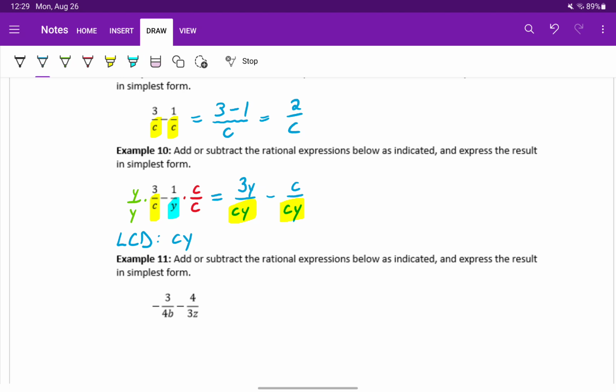Now we have common denominators, meaning we can merge the numerators using either the addition or subtraction step, whatever we have in our problem, and write that over that common denominator. We look for any like terms that might cancel or anything that might reduce, but in this case, we have this in simplest form.